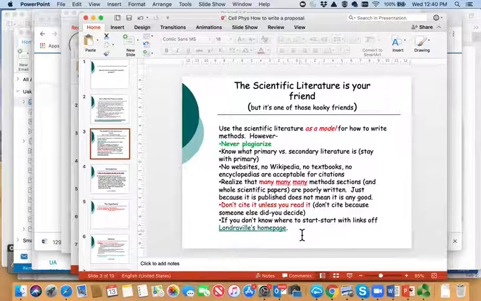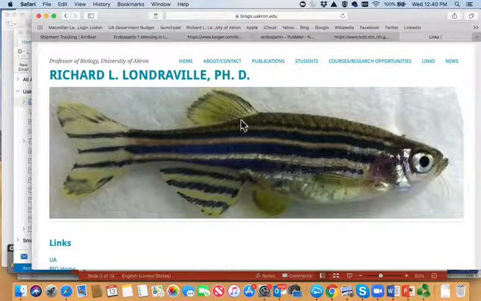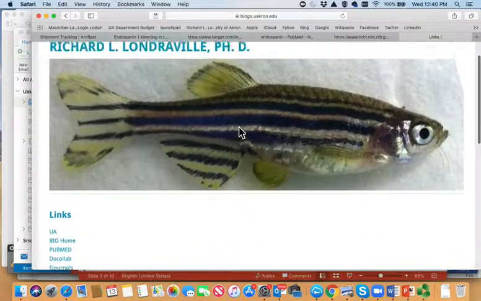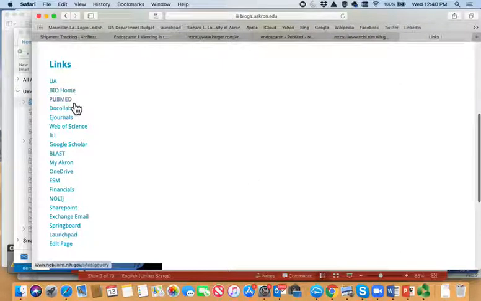There's some links on my homepage if you don't know where to find scientific literature. So let's go there. Okay, this is my homepage. If you just Google my name, you'll come to this page. It's a blog page. And then under links here, there's a bunch of links. So PubMed is what I use the most for finding articles when I need to find articles. There's PubMed and PubMed Central. PubMed Central, everything on there is free access. PubMed, most of the stuff on there is free access.